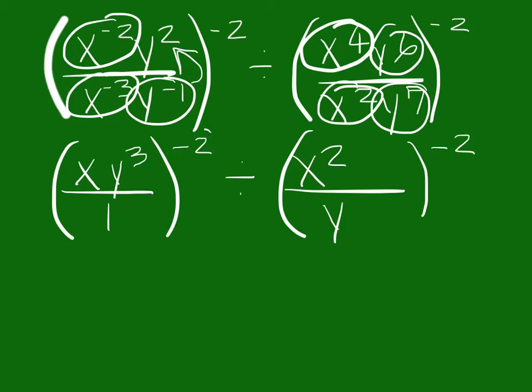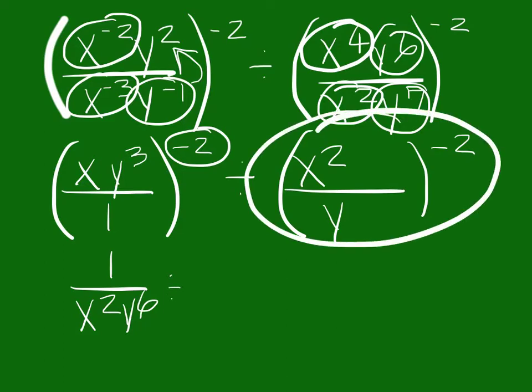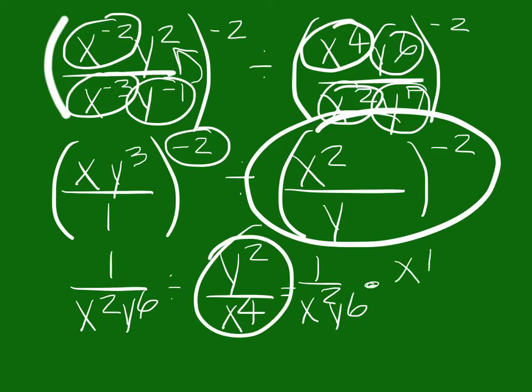On the left-hand side, this negative 2 makes everything flip and multiply the exponent by 2. So the 1 goes on top, and then you'll have x to the second, y to the sixth on the bottom, divided by this, which is going to flip and become y squared over x to the fourth. So we have 1 over x squared y to the sixth, but now it's multiplied by the reciprocal of this.